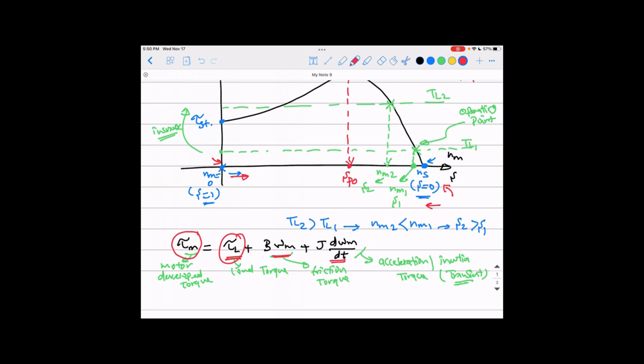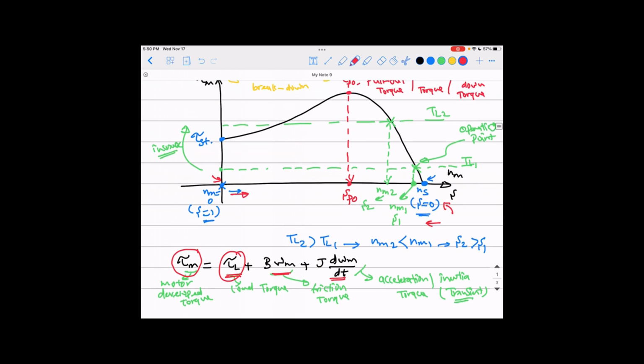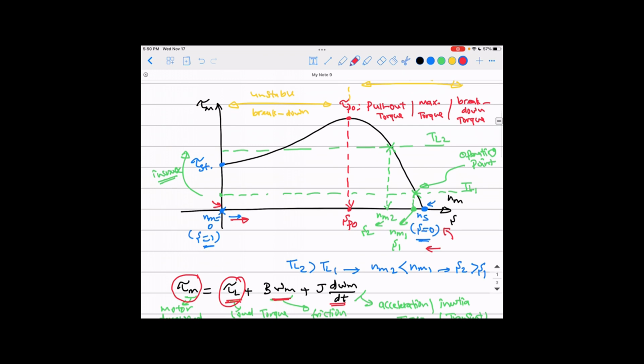Okay guys, so here's the point I'm talking about. If your load torque keeps increasing, you will keep seeing the same thing. Your speed will go down and down until you hit the pull-out torque. That's the whole point, guys. Look here: with the increase in the torque in this zone, the speed keeps reducing, like you see here.